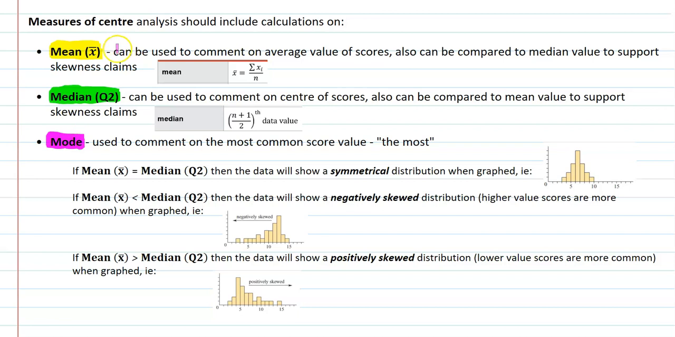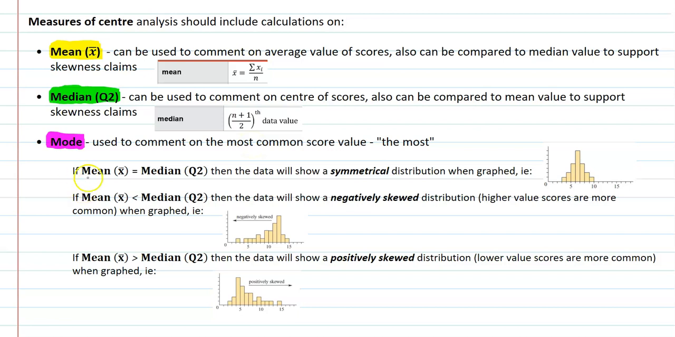So remember that your mean can be used to comment on the average value of scores. The median can be used to comment on the centre of scores. And both the median and the mean can be compared to each other to help support skewness claims. And we know that mode's used to comment on the most common score value.